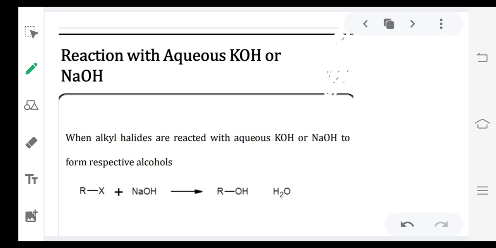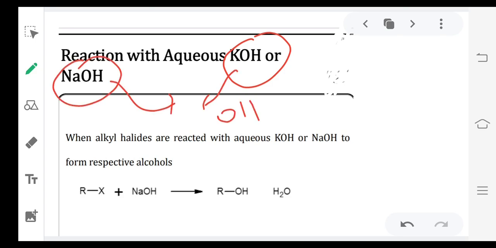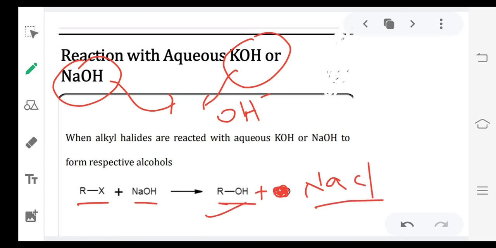First one, reaction with aqueous KOH or NaOH. So from KOH or NaOH we will get a nucleophile, that is OH minus. So this OH minus will replace X minus from alkyl halide. So this is the reaction: RX plus NaOH. So we will get ROH product plus, it's not H2O, it is NaCl. So our product is alcohol.